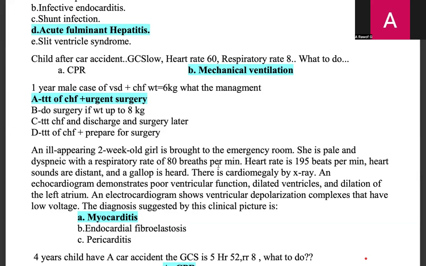So in a 2 weeks old, there is heart failure, that means gallop, cardiomegaly on X-ray, respiratory rate 80 breaths per minute, heart rate 195 per minute. Echocardiogram demonstrates poor ventricular function, dilated ventricles, dilatation of left atrium. ECG shows ventricular depolarization complexes that have low voltage, and the diagnosis suggested by this clinical picture is myocarditis.